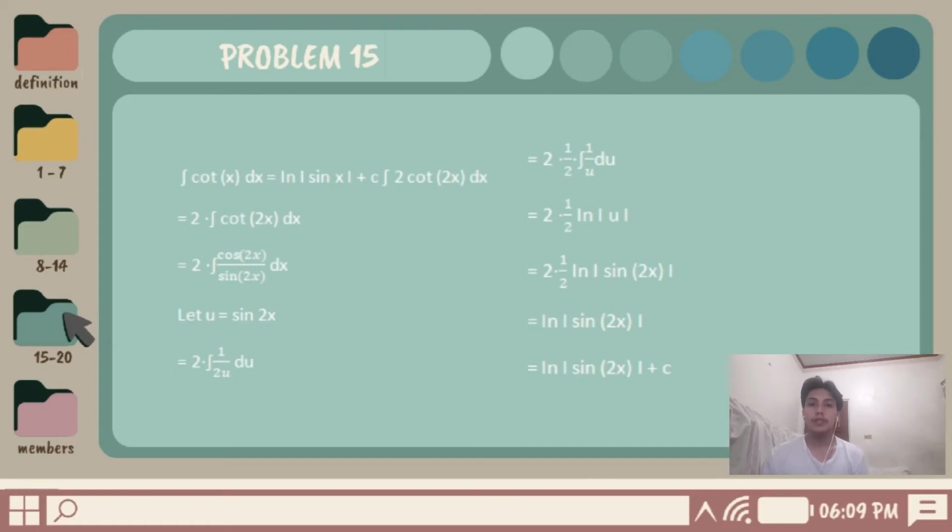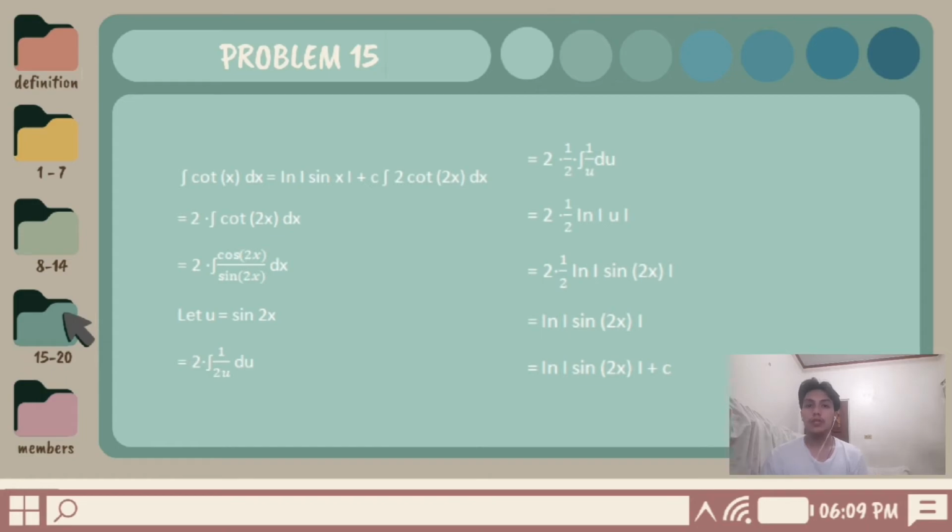Now we can apply the U-Substitution, and it will give us a value of u as sine 2x and an expression of 2 multiplied by the integral of 1 over 2u du. Next thing to do is to take the constant of the inner part of the expression, which is 1/2, and we will have 2 multiplied by 1/2 multiplied by the integral of 1 over u du.